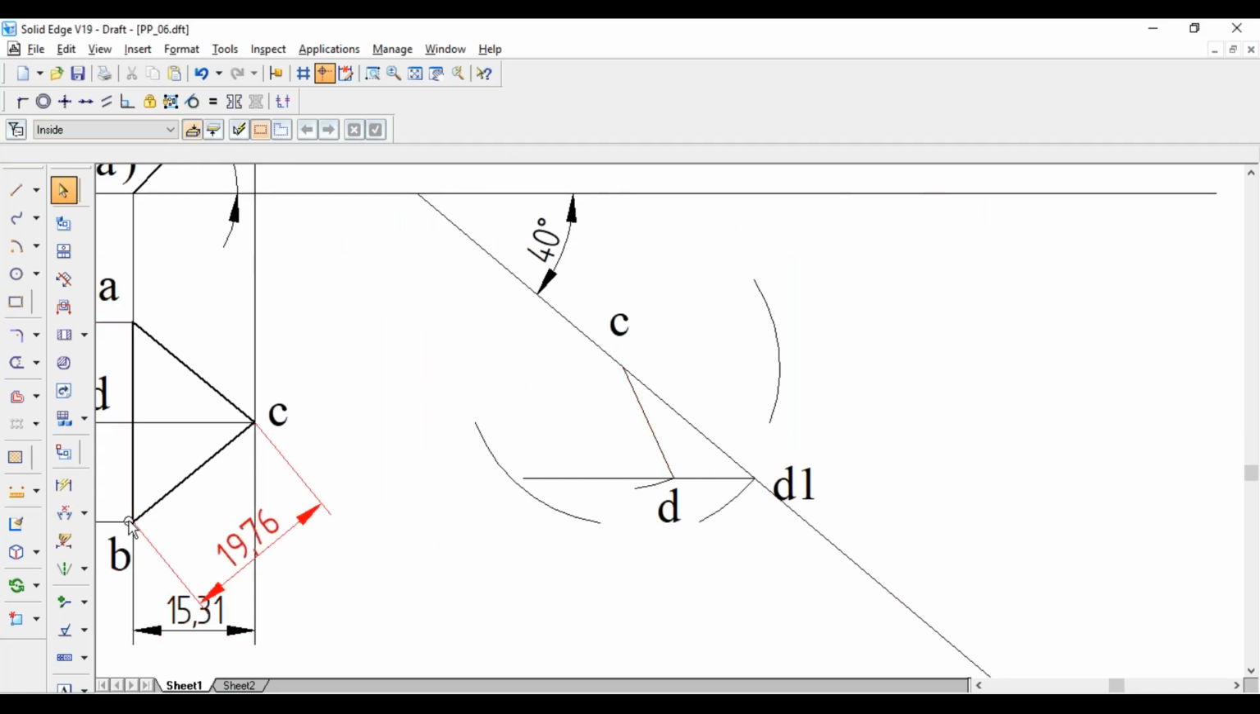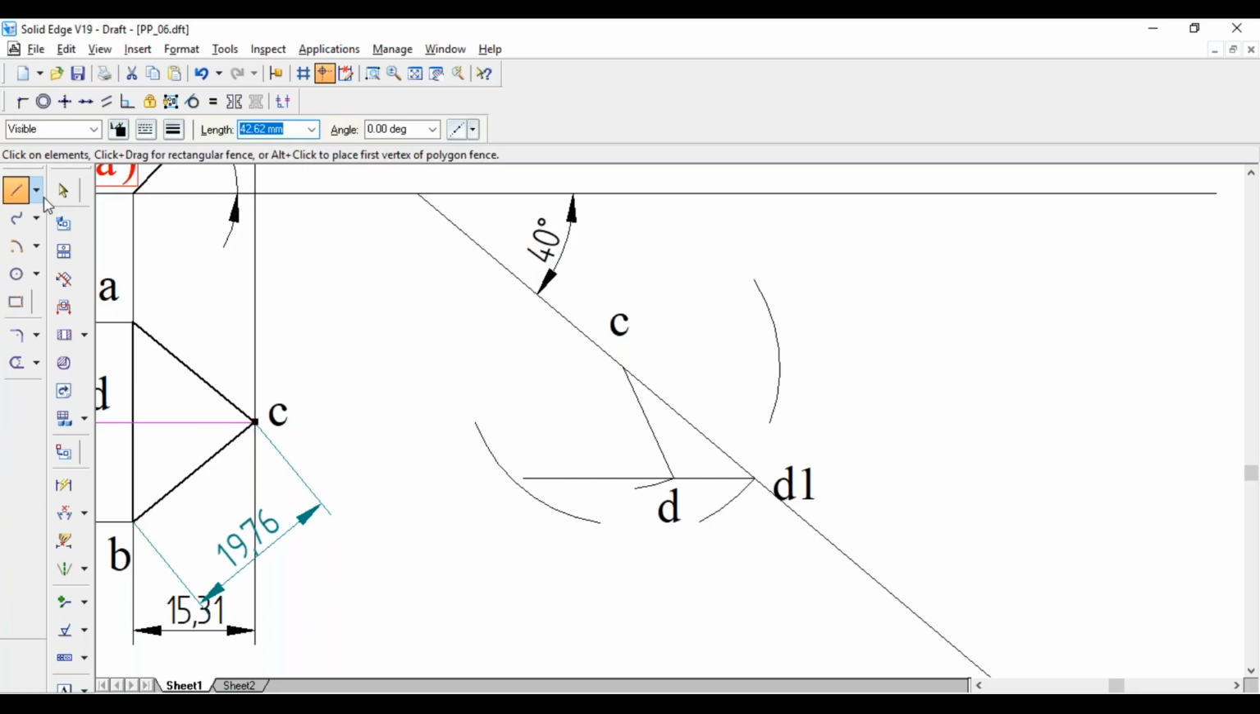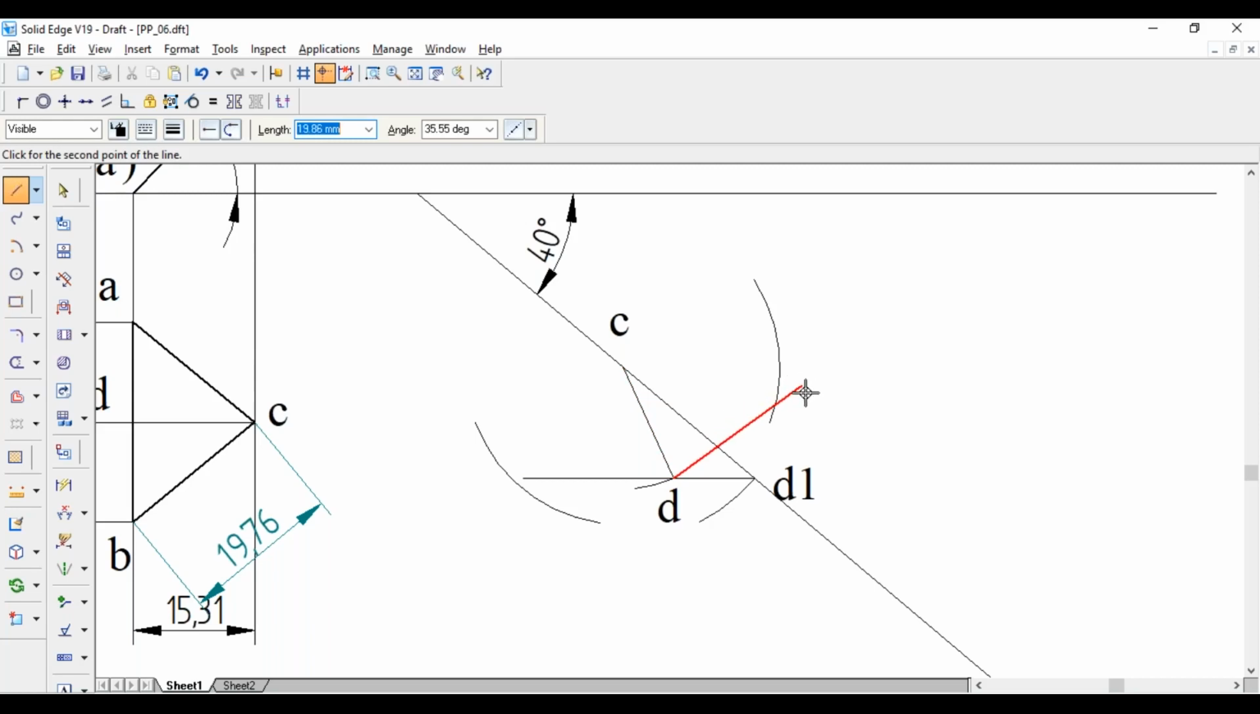So all 3 points have to come on the same line, and this line has to be perpendicular to this line. Means from the end point of CD, that is from point D, draw a line. Make sure that it is perpendicular to CD. Draw a line in such a way that it is perpendicular to line CD. Means the angle between these two has to be 90 degrees.